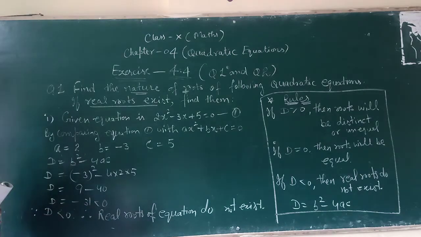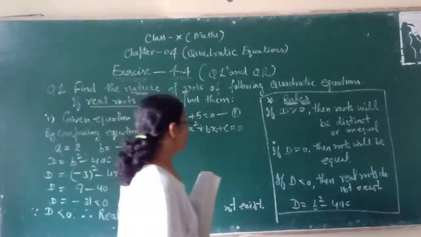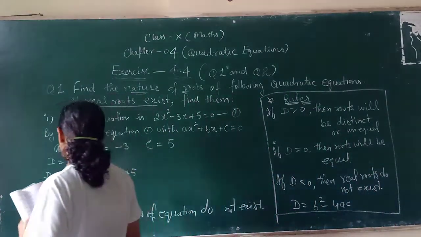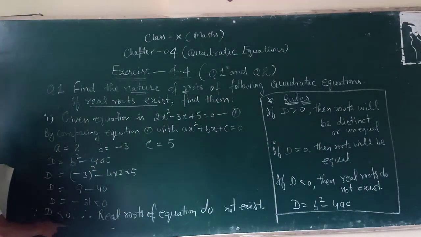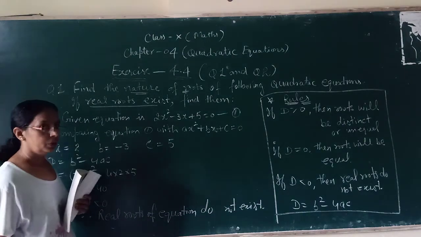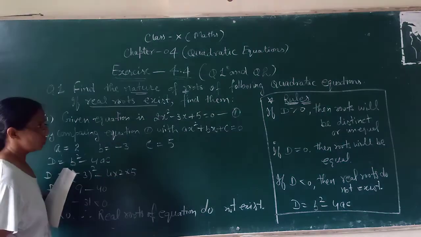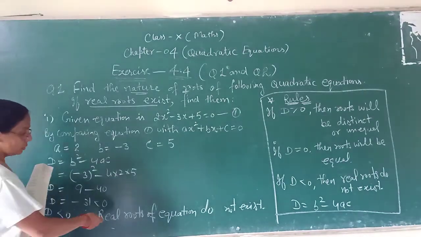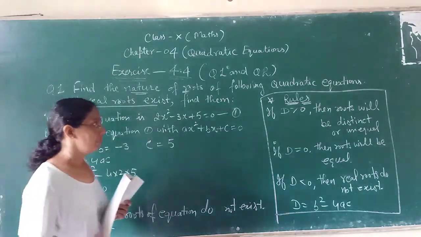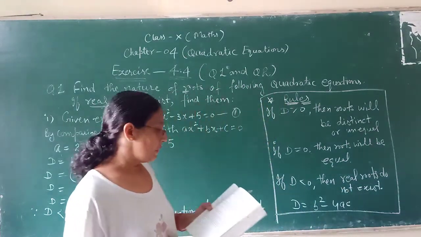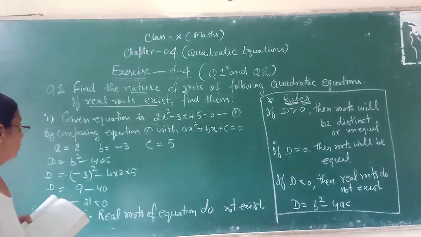Minus 31 is less than 0. All negative numbers are less than 0. So here D is less than 0. Then real roots of the equation don't exist. They said if real roots exist, then find the nature of the roots also. So real roots don't exist. That's why we will not find the roots of this equation.